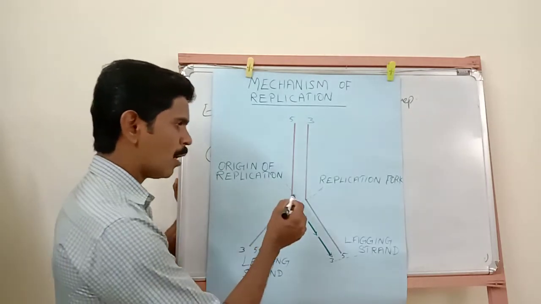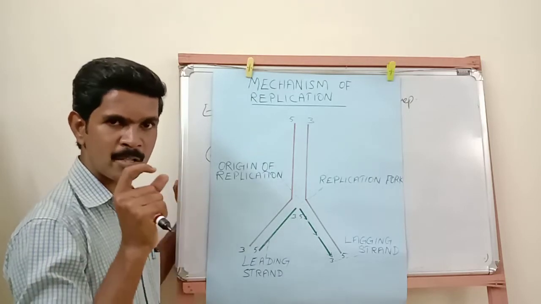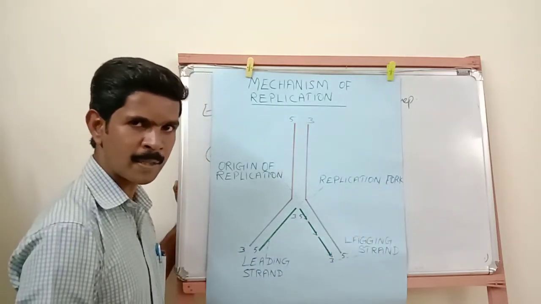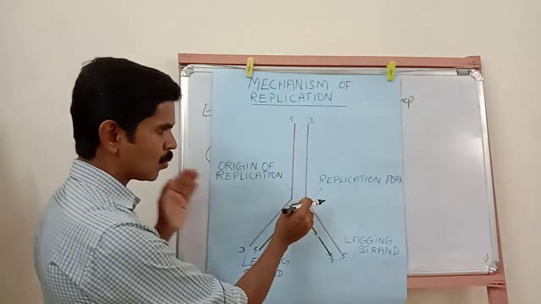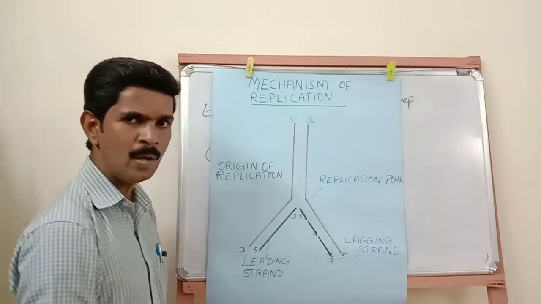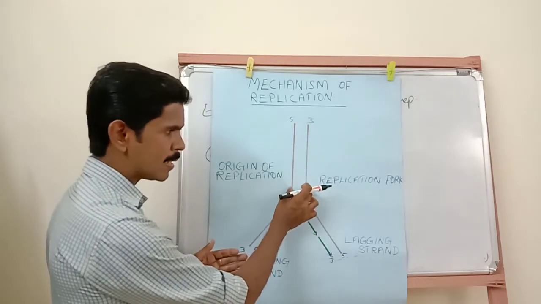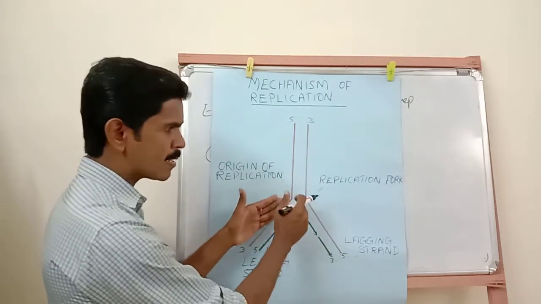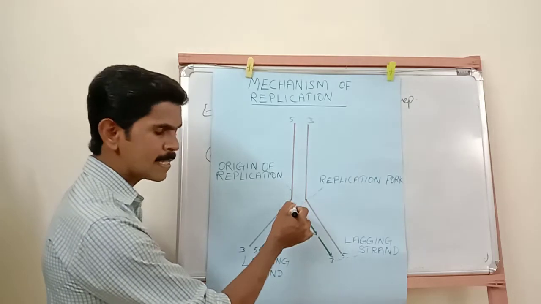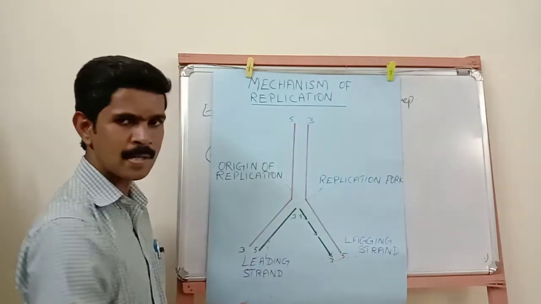The replication process starts from a small opening, and that small opening is called the replication fork. From this replication fork, the 2 daughter DNAs start to form. From this area, the double-stranded DNA is unwinding. Here one enzyme plays a very important role, called DNA helicase. More DNA helicase is present in this region, and this DNA helicase unwinds or separates the double-stranded DNA.